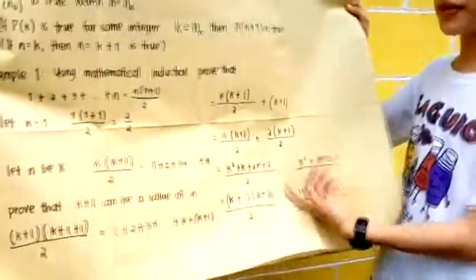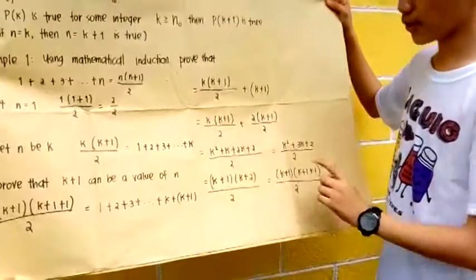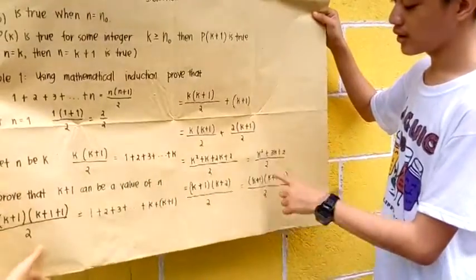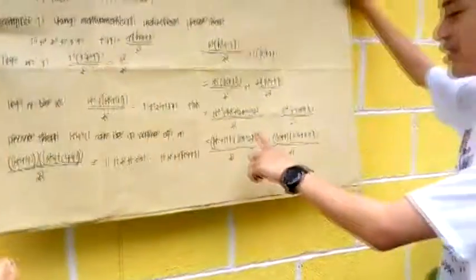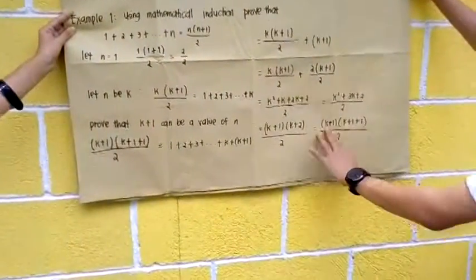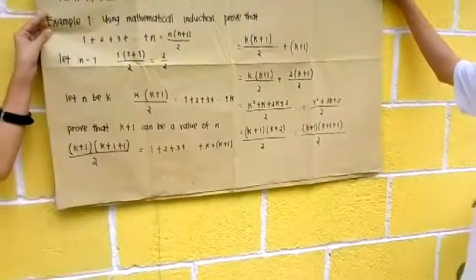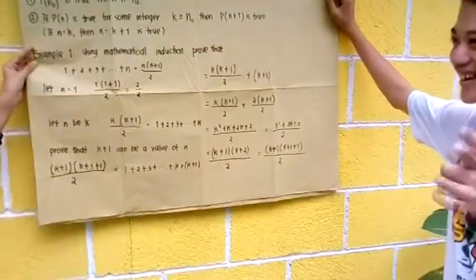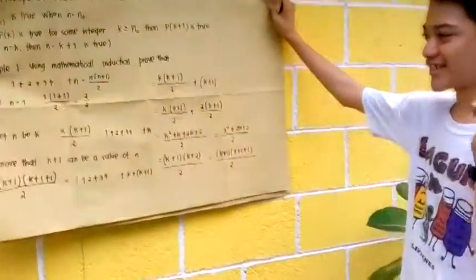Then we have to factor that. So the factors are k plus 1 and k plus 2. So k plus 1 times the quantity of k plus 2 over 2 is equal to k plus 1. And we just have to arrange this k plus 2 to get that k plus 1 plus 1. So we have here k plus 1 times the quantity of k plus 1 plus 1 over 2. So, we have proven that this is equal to this. So, we have used the mathematical induction.